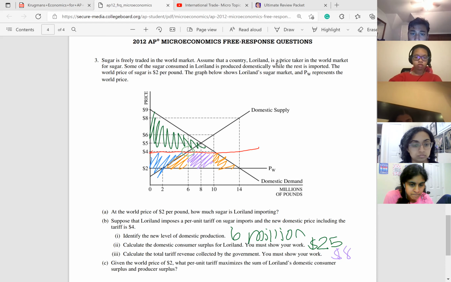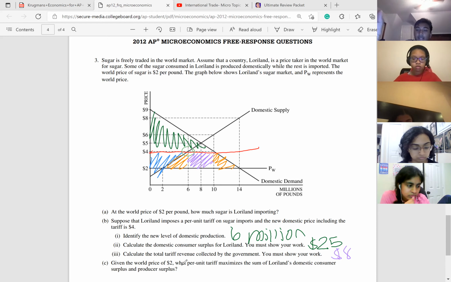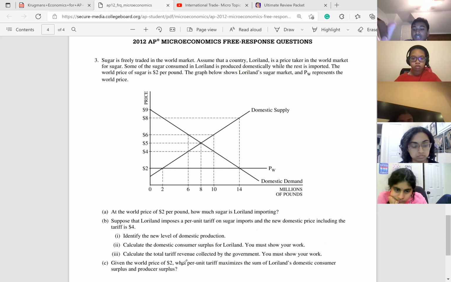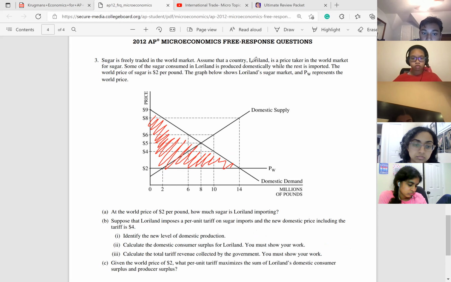And then given the world price of $2, what per unit tariff maximizes the sum of Loriland's domestic consumer surplus and producer surplus? So we can actually graph this out. If you look at the world price and you just completely remove a tariff in total, you can see how large the consumer surplus is, and then how large the producer surplus is.